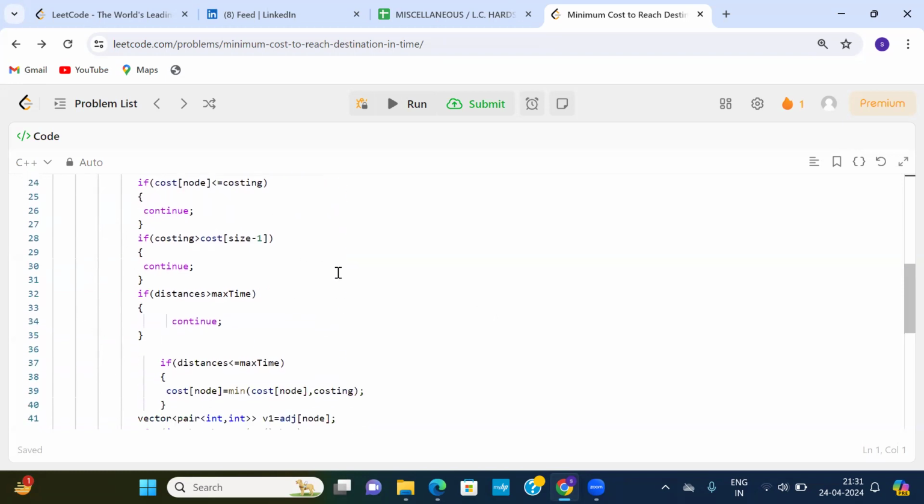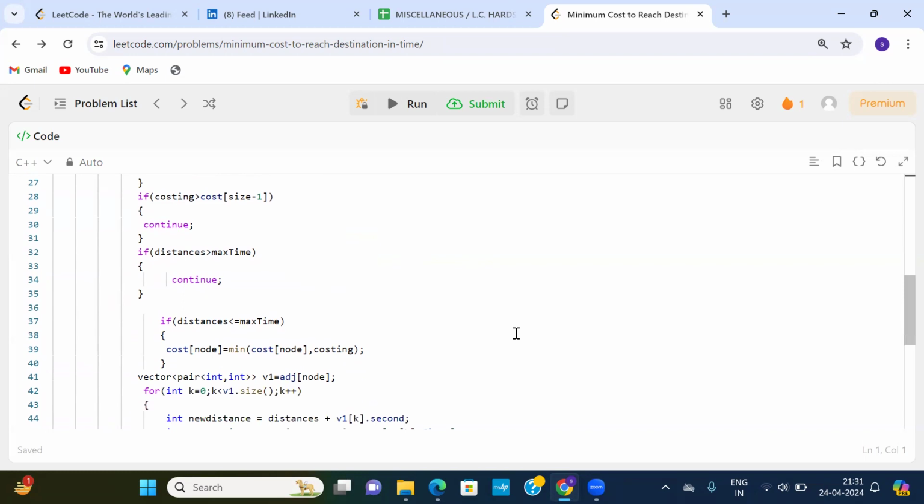If distances is greater than max time, what does it mean? It means it is taking much more time, which is greater than the constraint provided to me in the question. So then also I need not go further because I cannot consider it. I will again use the jump statement continue.